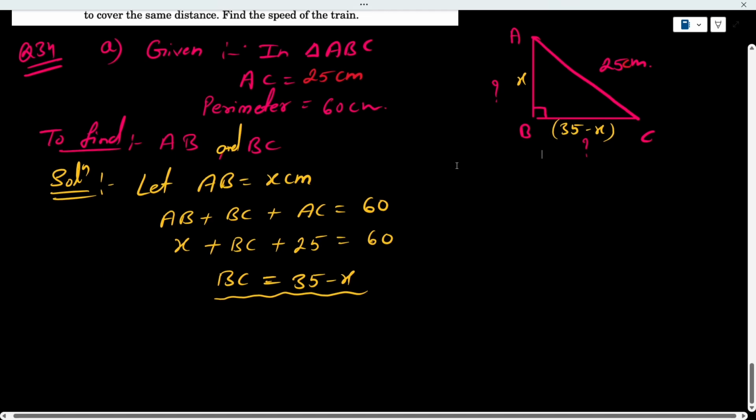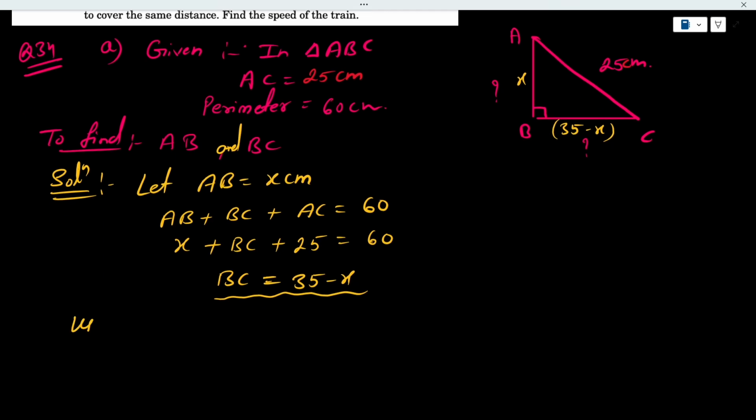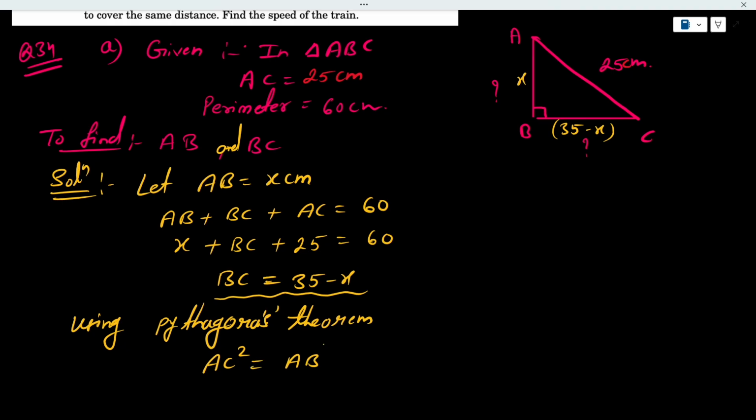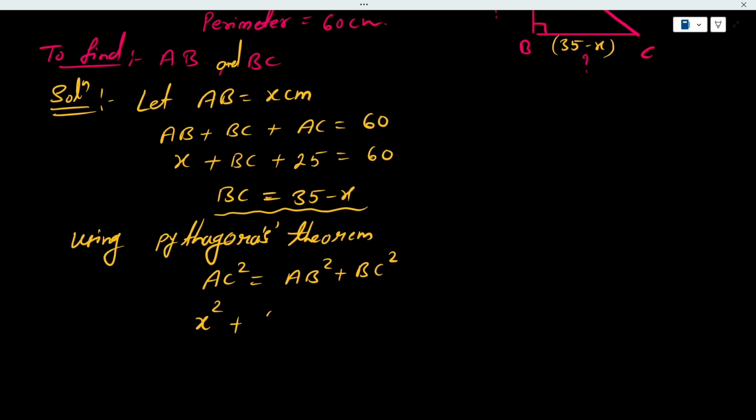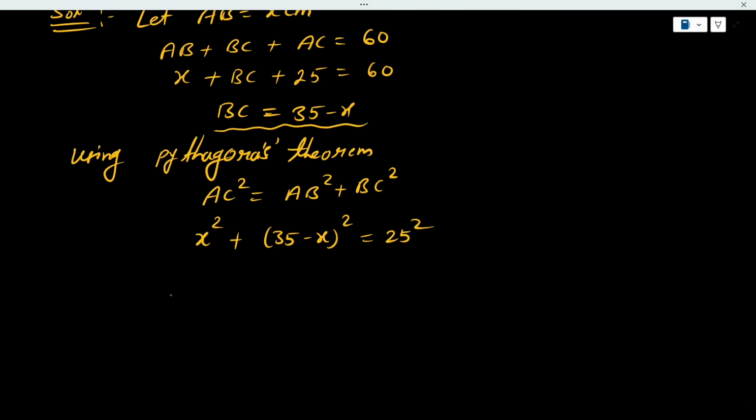Now once you get this, all the three sides are known, and because it's a right triangle, we can use the Pythagoras theorem. Using it, hypotenuse square, which is AC square, will be equal to AB square plus BC square, right? So what is given here? x square plus (35 minus x) whole square is equal to 25 square, because 25 is your hypotenuse, correct?